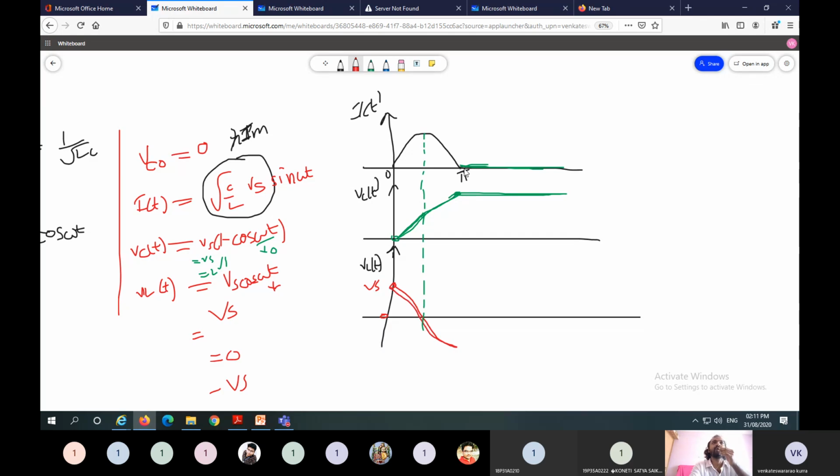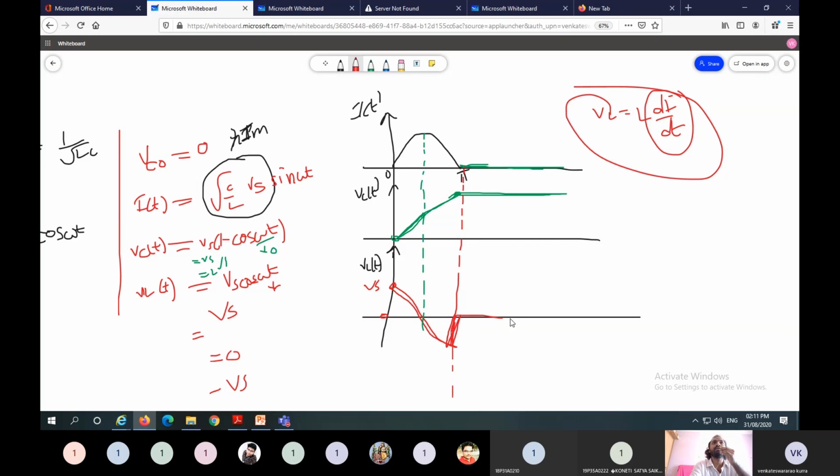Next, after pi, the formula for voltage across the inductor is VL equal to L into di by dt. So if the current is 0, then there is no voltage across the inductor. After omega t equal to pi, voltage across the inductor equals 0. These are the waveforms at different time intervals for a simple LC circuit. The same concept is applied in class B commutation.